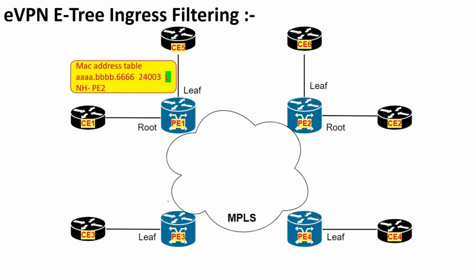So all PE routers will receive it. And based on the control plane learning, they will populate the MAC address table with the label to reach that MAC address, and the L flag or L bit will be set. It will be marked in the MAC forwarding table along with the next hop to reach that particular MAC address. So each and every PE will program this MAC address into its MAC address table.